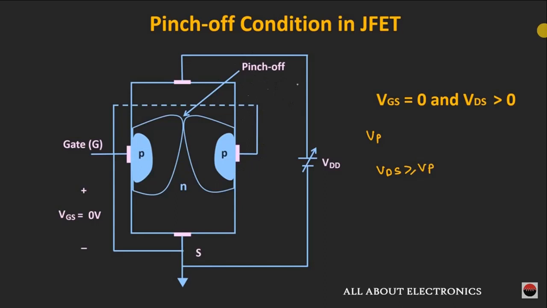As the name pinch-off suggests, once this condition occurs, the current ID should drop to 0, because now there is no path for the charge carriers to flow from this side towards this side. But in reality, that is not the case, and in fact once the pinch-off condition is reached, the current ID reaches the saturation level. So let us understand why it is so.